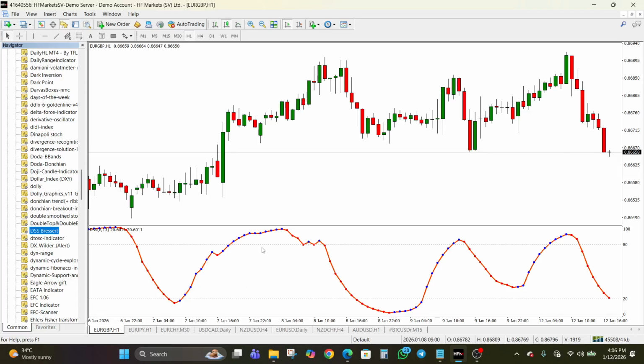As you can see, when the indicator is above the 80 level, it's an overbought signal. When it crosses below the 80 level, it's a sign to sell. And then when the indicator is below the 20 level, it's an oversold signal. When it crosses above the 20 level, it's a sign to buy. But I'm going to recommend using this indicator in a trending market so that your chances of success can be increased.